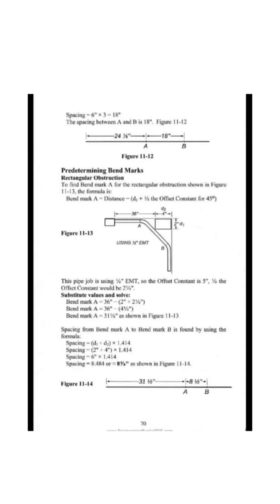Spacing from bend mark A to bend mark B is found by using the formula. Spacing equals d plus d squared by 1.414. Spacing equals 2 plus 4 by 1.414. Spacing equals 6 inches by 1.414. Spacing equals 8.484 or equals 8.5, as shown in figure 11 to 14.